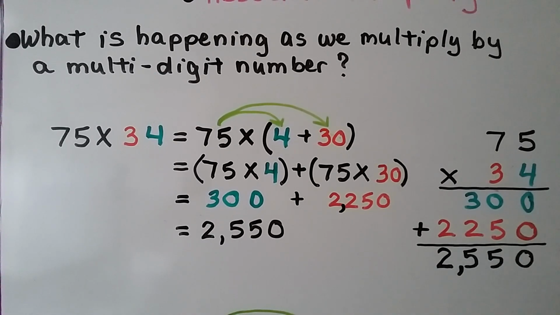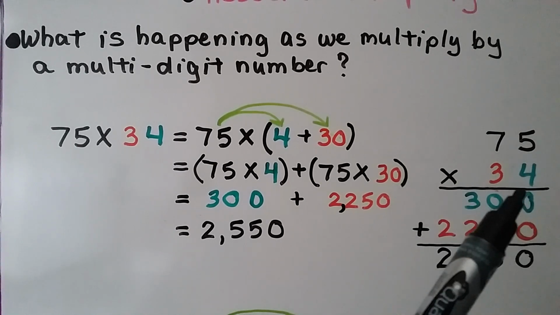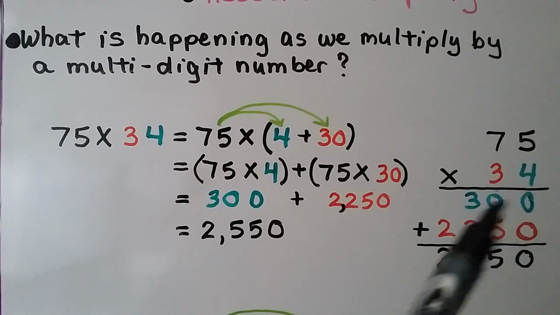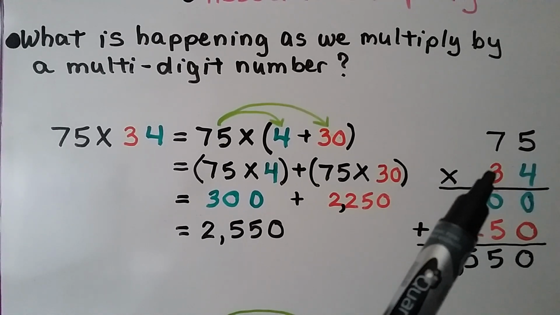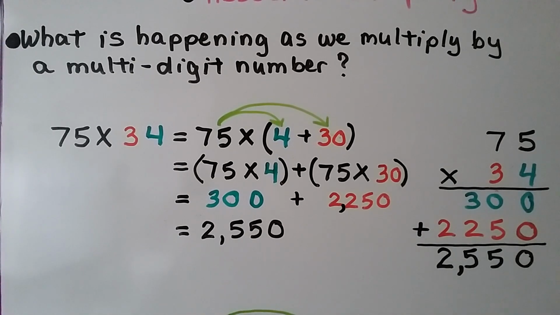So when they're stacked, we're doing the same thing. We're multiplying the 75 to this 4. We get the 300. Then we multiply the 75 to these 3 tens. It's in the tens place, and we get the 2,250. That total for the partial products is 2,550.